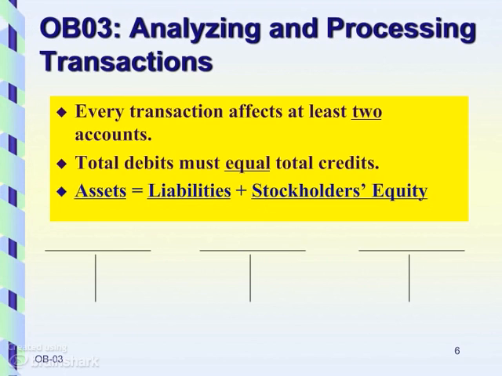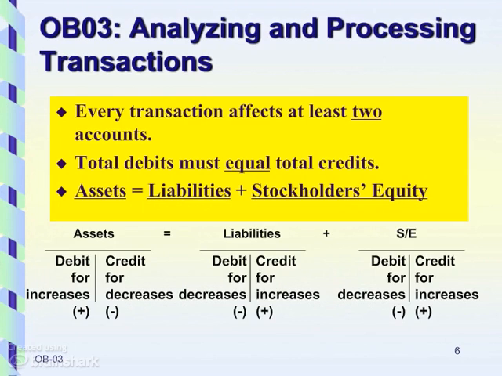If we look at the rules for our different types of accounts, assets, liabilities, and stockholders' equity, we see that assets increase on their debit side and decrease on their credit side. Liabilities increase on their credit side and decrease on their debit side. And stockholders' equity increases on its credit side and decreases on its debit side.